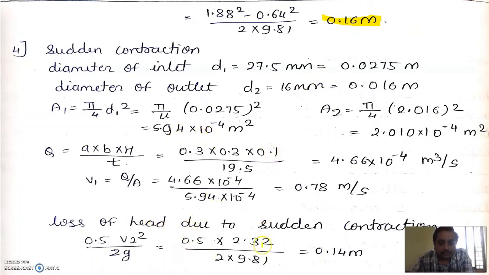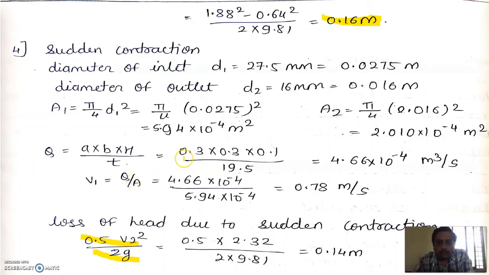For sudden contraction, we have a formula, that is 0.5 V1 square by 2g. By using this equation, you find the loss coefficient for sudden contraction. Now, what is V? V is again Q by A. So you need to find the value of A and the value of Q.